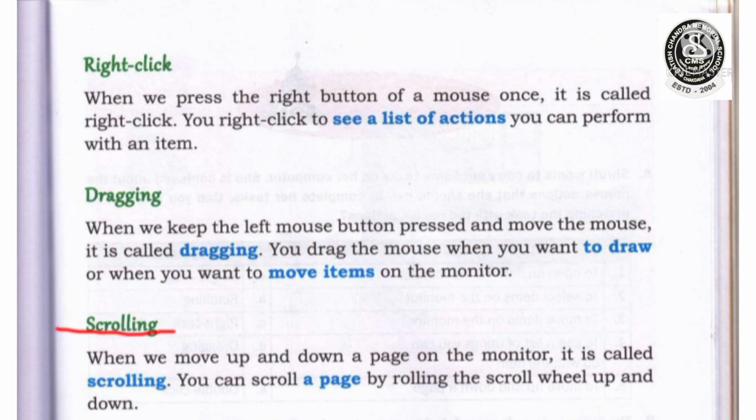And the next one and the last one is scrolling. So what do you mean by scrolling? When we move up and down a page on a monitor, it is called scrolling. You can scroll a page by rolling the scroll wheel up and down. Whenever we need to move the page up and down, we can use the mouse for scrolling.